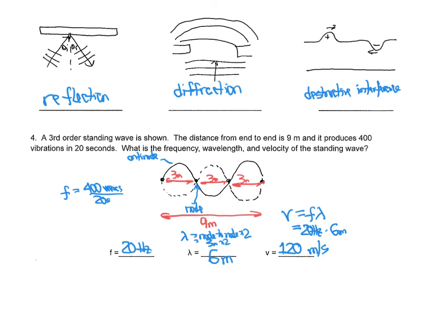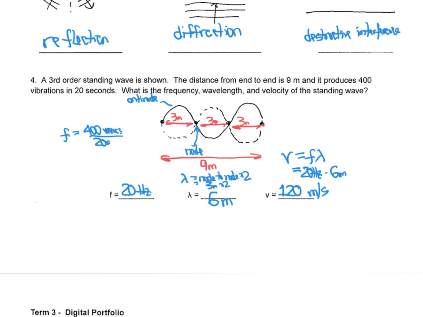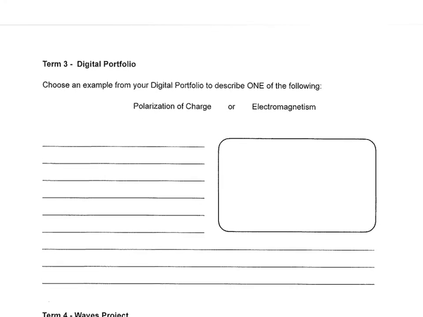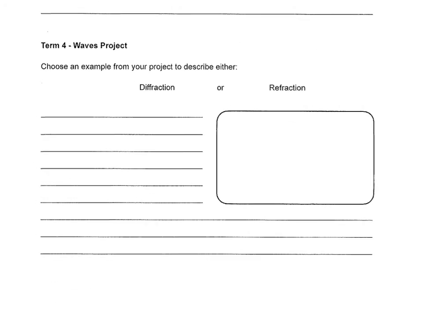All right, don't forget, the last page are your choices for what you want to do here. You know, your example, are you going to do polarization of charge or electromagnetism from your digital portfolio? So go back and choose an example. And same thing here with your term 4 project. Hey, what are you going to do? Diffraction or refraction from that.